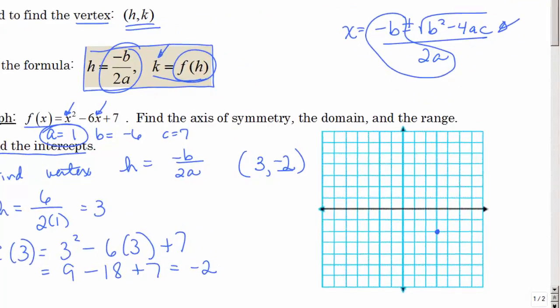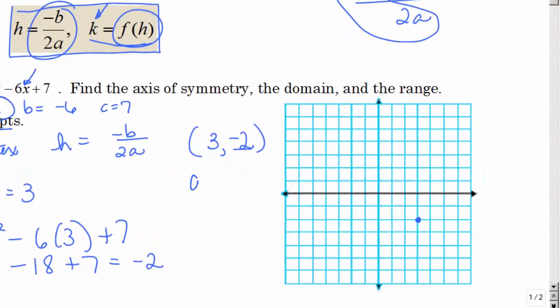How do I graph it? Remember, we're going to use A. So since A is 1, we go from the vertex over 1, always the 1, and then whatever A is. So over 1 and up 1, over 1 and up 1. And remember, you cannot continue that process.